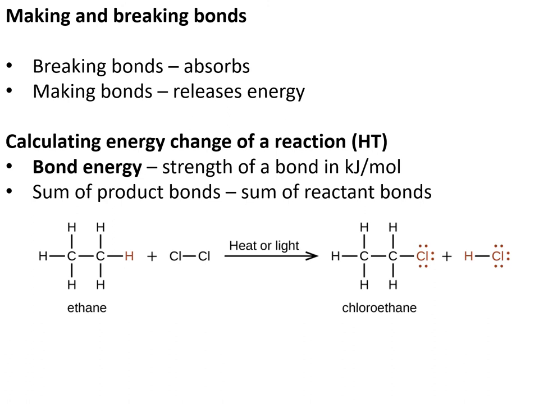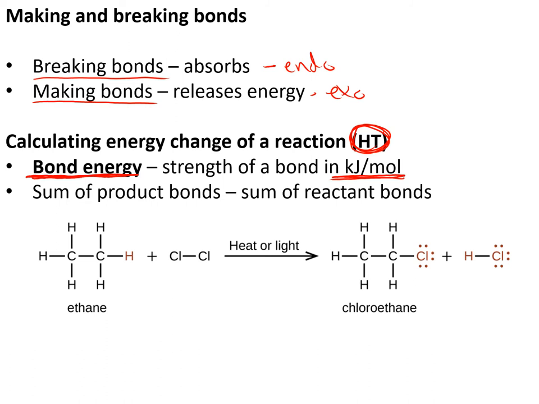Making and breaking bonds. We've just seen on the previous slide that breaking chemical bonds absorbs energy, so it is endothermic, whereas making chemical bonds releases energy, which means it is exothermic. Now, at higher tier, we need to be able to use this idea to calculate the energy change involved in reactions. And to do this, we depend on something called the bond energy, which is the strength of a chemical bond in kilojoules per mole. Now, you don't need to memorize any of these. You'll be given them in the exam if you need to use them.